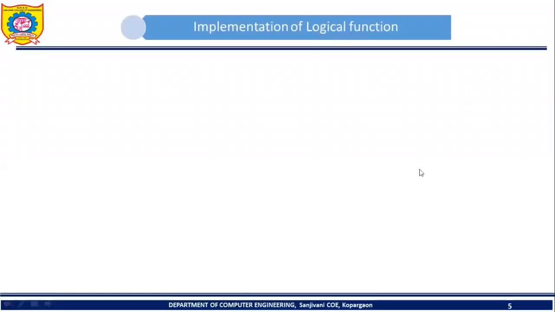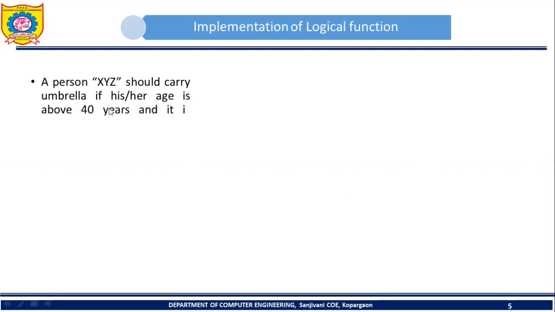Now let's see implementation of a logical function. Already we have seen how we can represent a logical function on a truth table. Now we will see how we can implement a logical function using logic gates. So here we will take one example. Suppose a person XYZ should carry an umbrella if his or her age is above 40 years and it is raining. So here one condition is given. If that condition is satisfied, then it is expected that person XYZ should carry the umbrella.